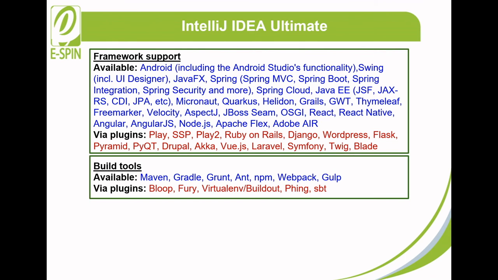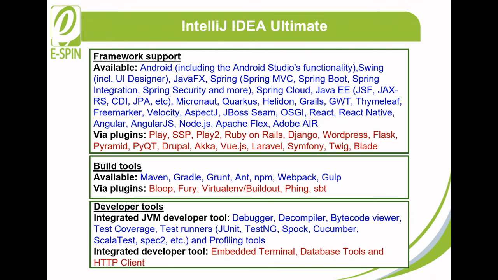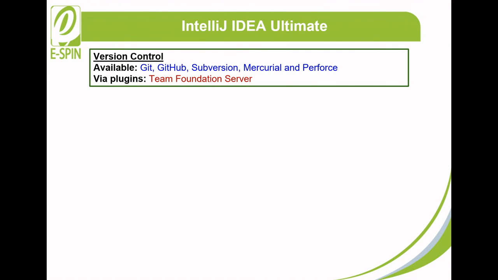The examples of build tools available in IntelliJ IDEA Ultimate include Maven, Gradle, Grunt, Ant, NPM, Webpack, and Gulp, while Bazel, Fury, Virtualenv, Buildout, Pip, and SBT can be installed via a plugin. For developer tools, integrated JVM developer tools are available with debugger, decompiler, bytecode viewer, test coverage, test runners, and profiling tools, whereas the integrated developer tools include embedded terminal, database tools, and HTTP clients. The version control systems available in IntelliJ IDEA Ultimate include Git, GitHub, Subversion, Mercurial, and Perforce, while Team Foundation Server can be obtained via a plugin.